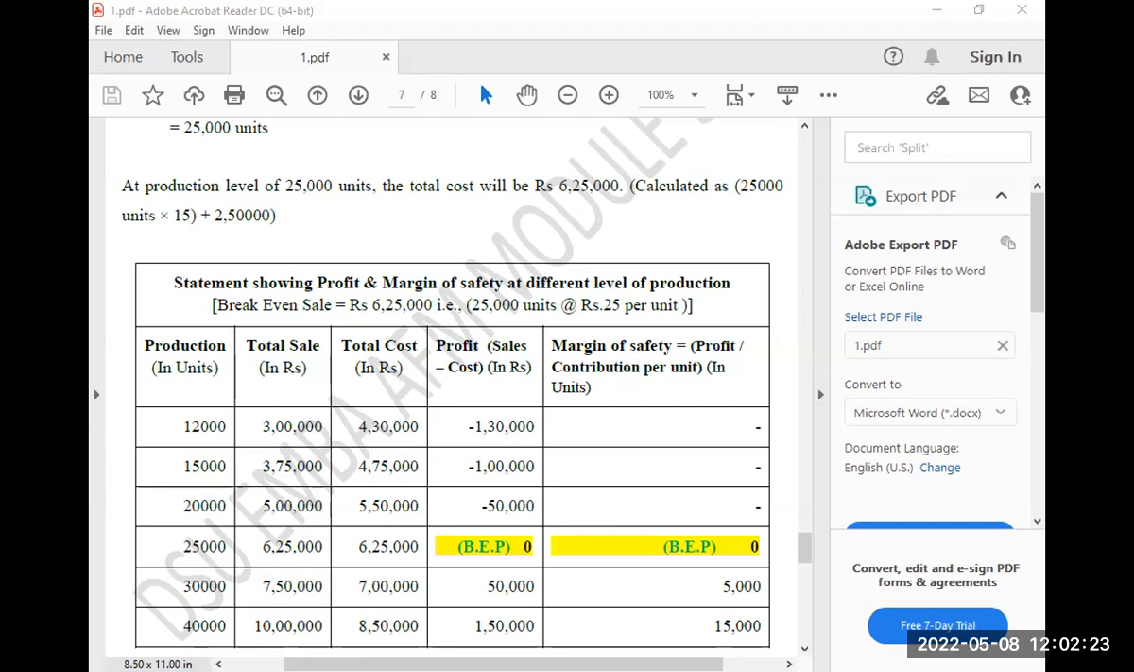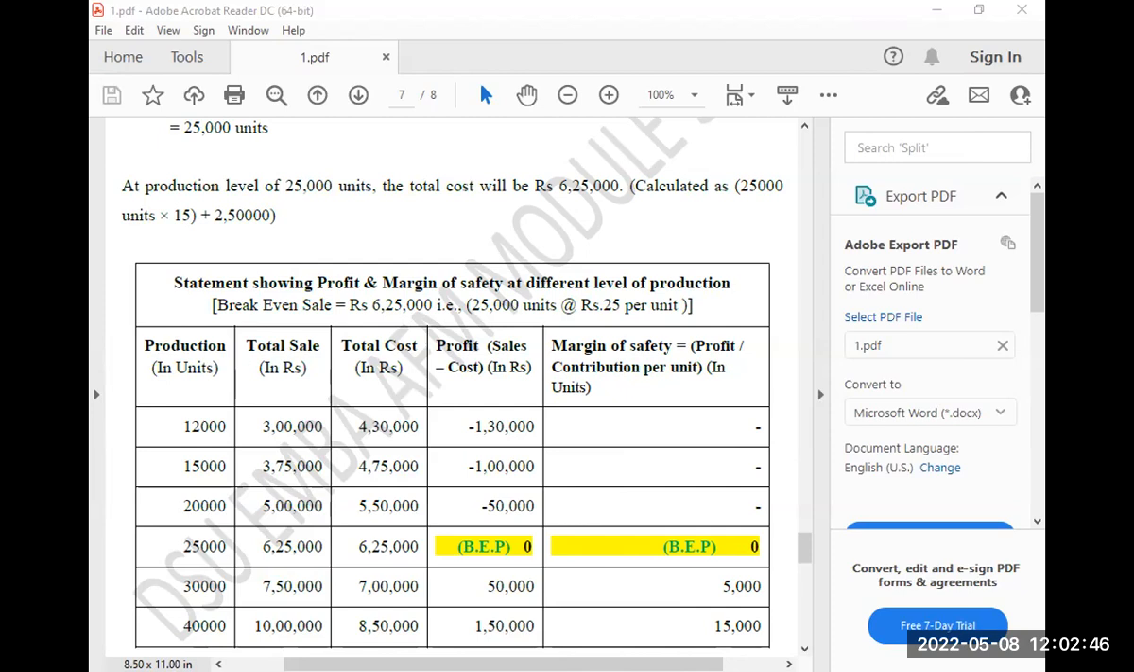So 2 rupees per unit, they are expecting a profit. We don't know how many units we are going to sell. Suppose the sales is equal to X.